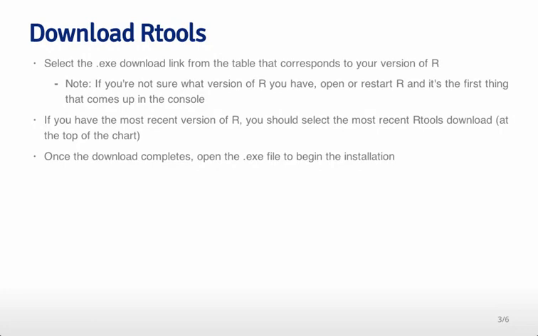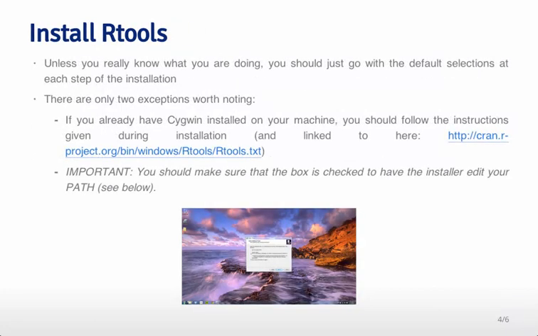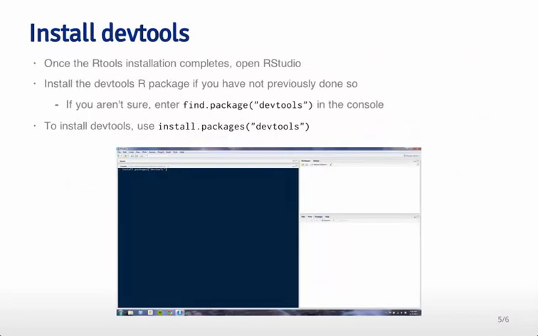Once the download completes, you'll just open the executable file to begin the installation. So basically, unless you know what you're doing, you should just go with the default selections at each step of the installation. There are only two exceptions worth noting. So if you already have Cygwin installed on your machine, you should follow the instructions given during installation, and those instructions are also at this URL. And you should make sure that the box is checked to have the installer edit your path. And so you can see it if you're very eagle-eyed in this below, but basically make sure you check the box to allow the installer to edit your path.